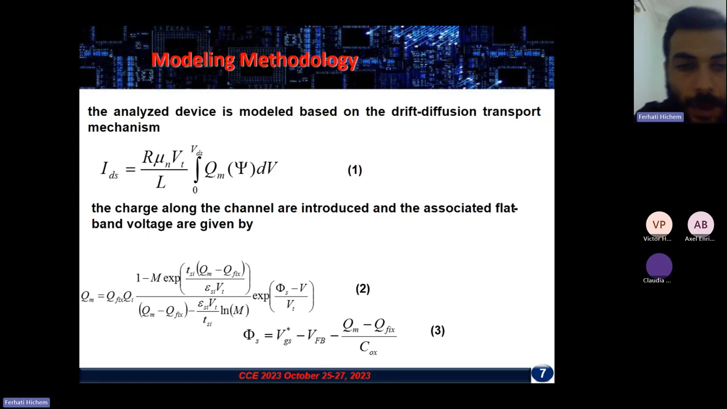Continue. Thank you. So the analyzed device is modeled based on the diffusion transport mechanism, as we can notice in the first equation. The charge along the channel is introduced, and the associated flat band voltage is given by the following equations, and the mobile charge is given by the following equations.